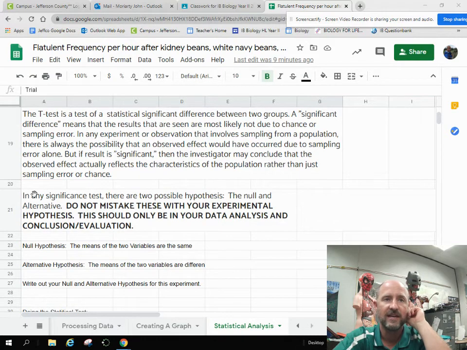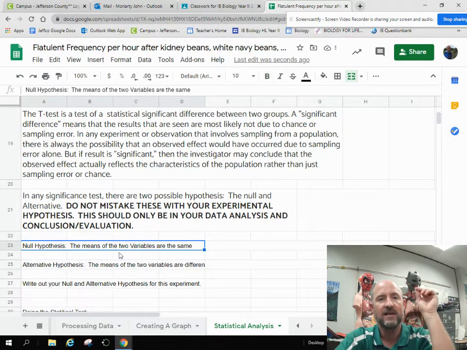First thing we need to do in any significance test is there are 2 possible hypotheses, the null and alternative. So the null hypothesis right here is always going to be the means of the 2 variables are the same. There is no difference between the 2 variables. They do not change, okay? So in this case, beans and no beans, there is no difference if we were just testing beans overall against it.